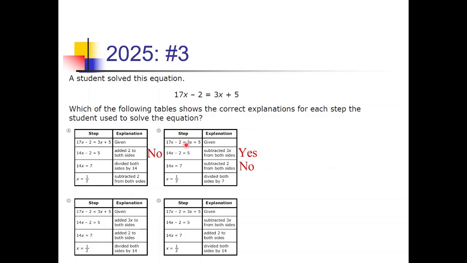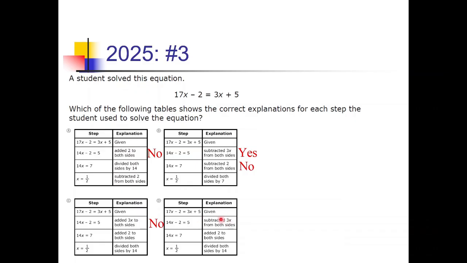So that's a no, and it can't be choice B. Moving on to choice C, their second step here is they said added 3x to both sides, and if they had done that, we would have had 20x, not 14x, so that is incorrect. So by process of elimination, it's looking like D is pretty good here, but let's double check all the steps.